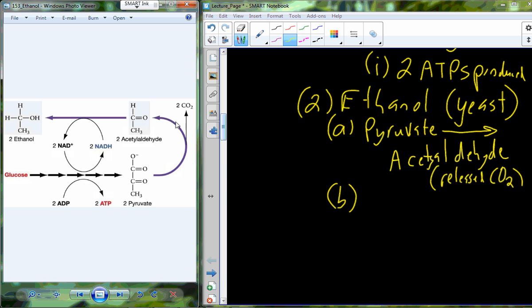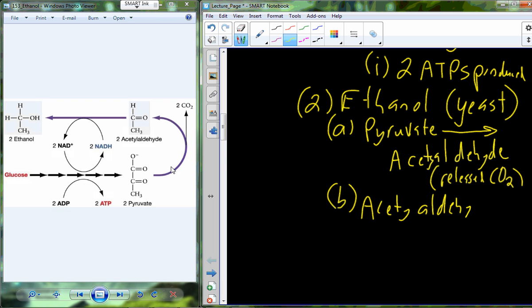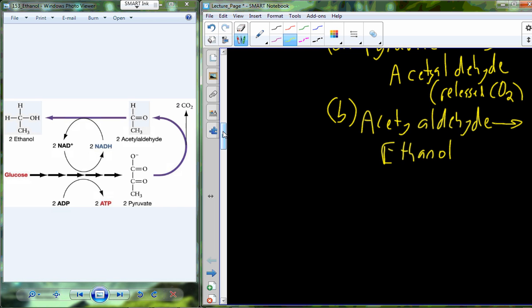Now, in this step of the process, we're not really producing ATP, we're not really regenerating NAD plus, but we need to so that the glycolytic pathway can continue and we can continue to produce pyruvate that then can be taken through. So then we take acetaldehyde and we convert it into ethanol. And yes, this would be the same ethanol that you would find in things like adult beverages. And so this is the whole process for producing some alcoholic beverages such as beer. They use the yeast that goes through this process, generates CO2 that makes it fizzy, and then increases the alcohol content by generating the ethanol.